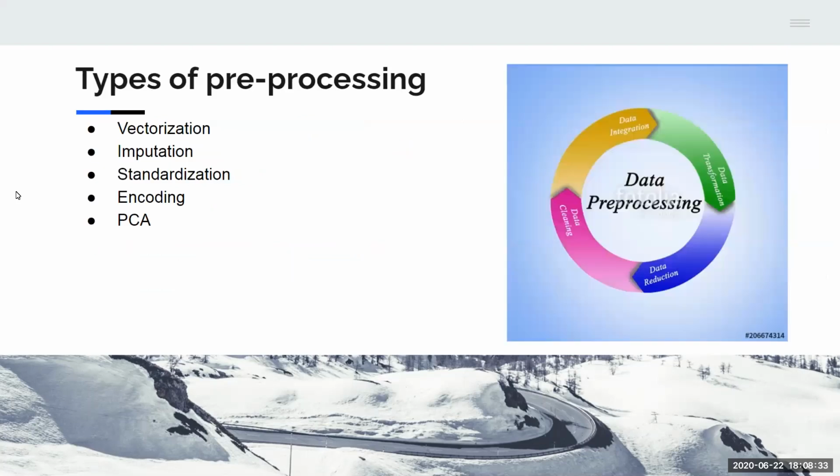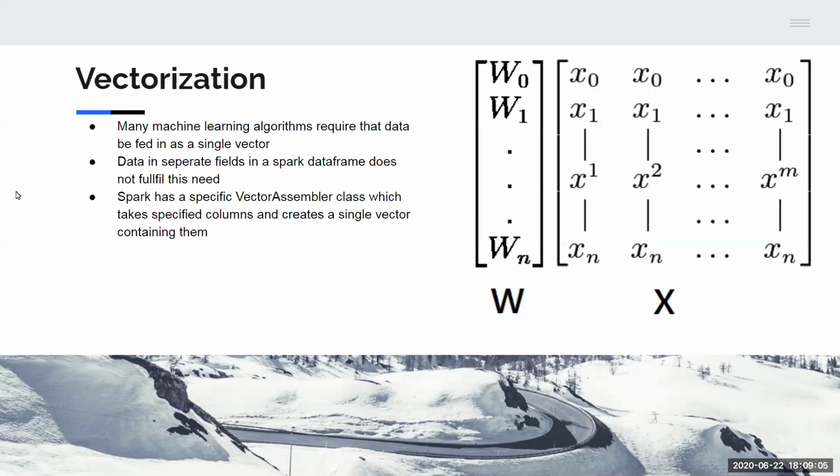So the types of preprocessing that we're going to talk a little bit about today are vectorization, imputation, standardization, encoding, and PCA. And there's an image over here on the right that talks about some of the different subfields of data processing. And we'll be getting a little bit into several of these, though most preprocessing methods fall into 1 or possibly 2, some even more so than others.